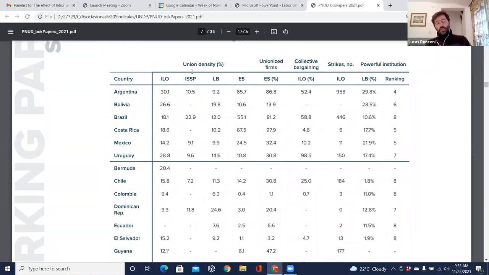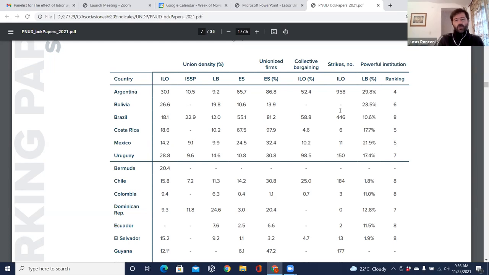So here I collected data on a number of proxies. Union density is usually defined as the share of workers, or the share of employees, who are unionized, but the denominator is not clear and varies across sources of information, so figures are hard to compare. Another potential proxy of union power is the share of unionized firms, or the coverage of collective bargaining, or the number of strikes conducted, whatever.